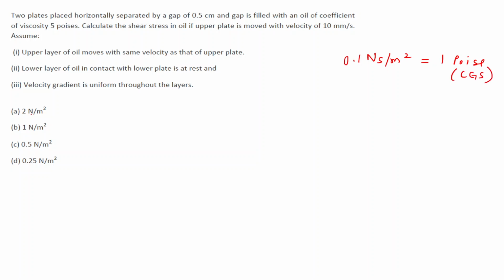And here the answer is in Newton per meter square, meaning it's an SI unit. So 1 poise is 0.1 Newton second per meter square. This is the SI unit. We should also keep in mind all these conversions, otherwise the mathematics of the calculation will be correct, but the final answer will not be correct.